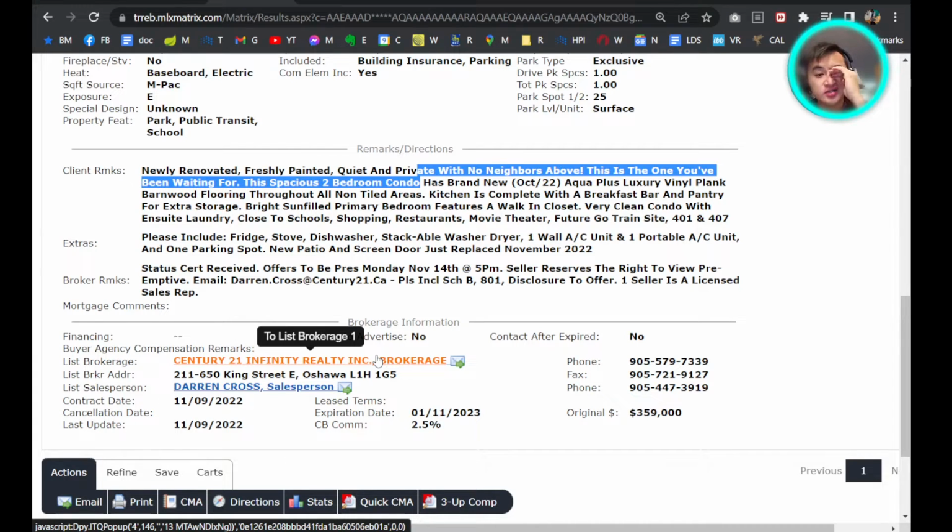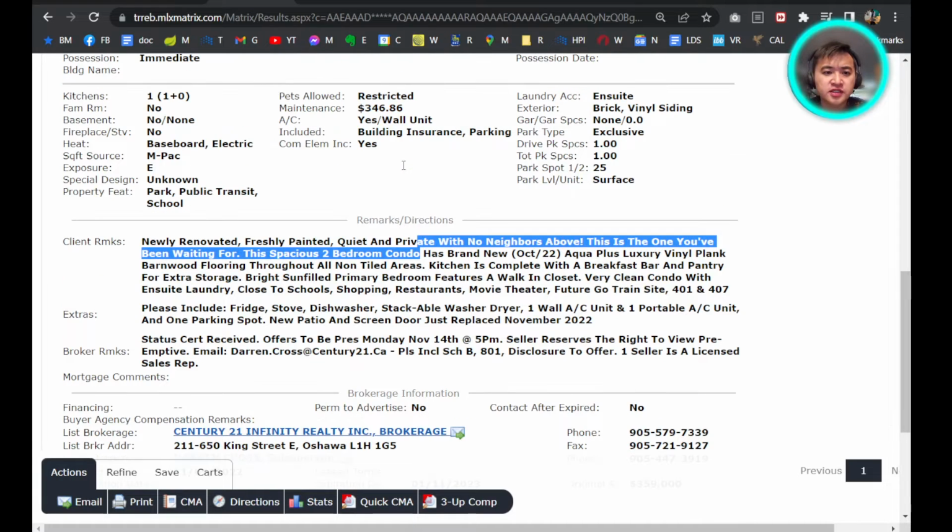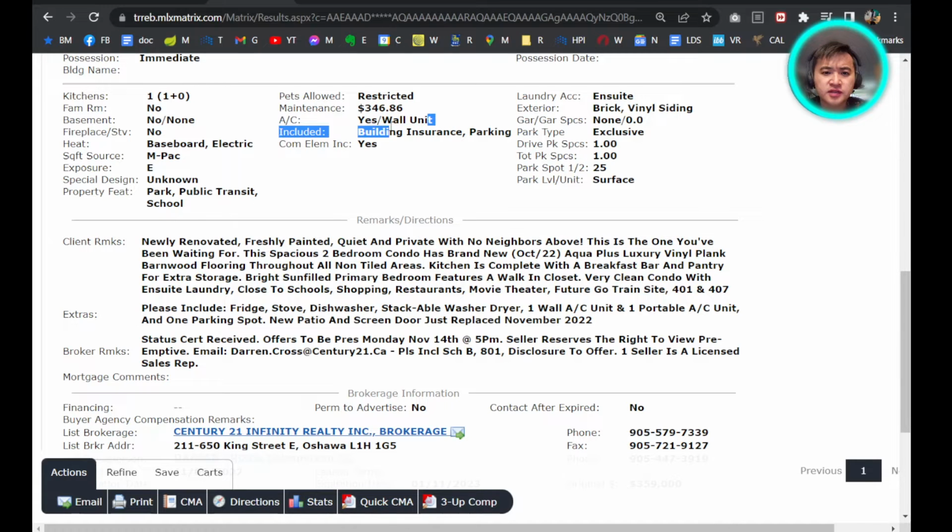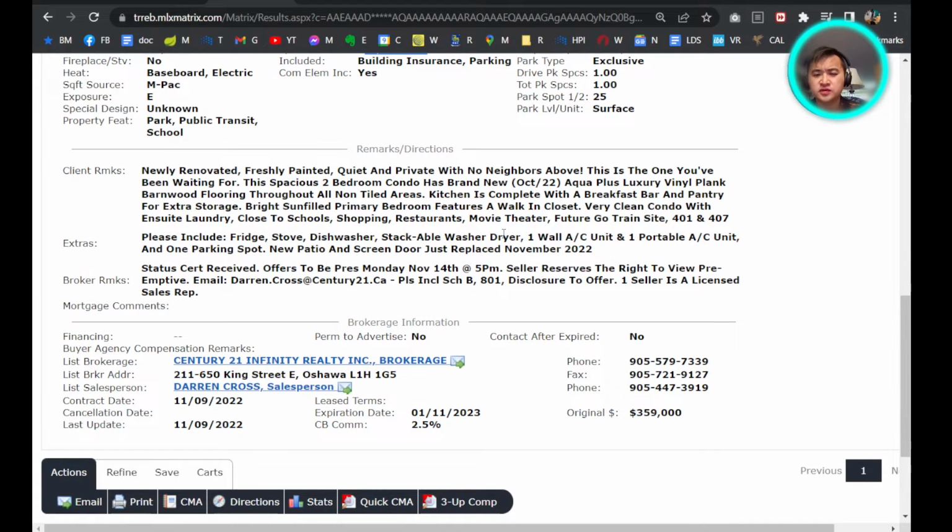Includes washer, dryer, AC unit. The air conditioning is not central. It's a wall unit. They're hoping to have offers November 14. So if you want to put an offer, it might be good to put it in at that time or before.